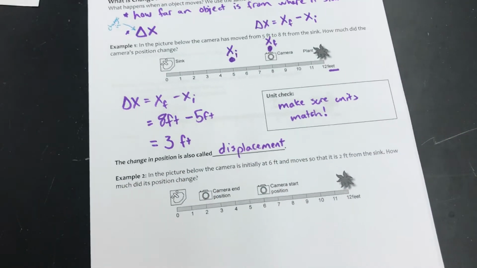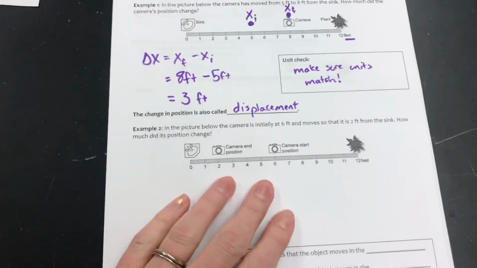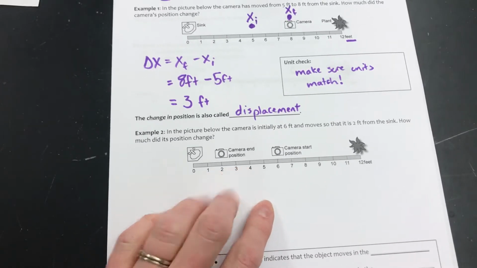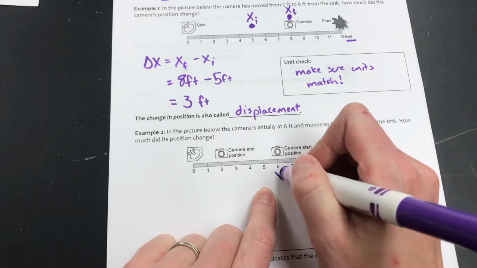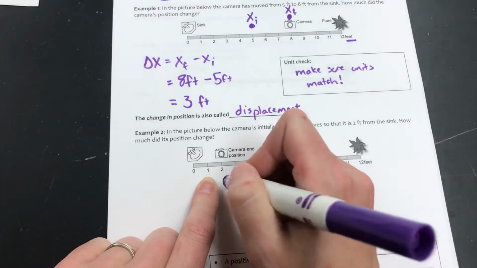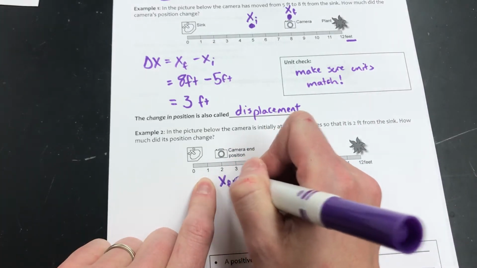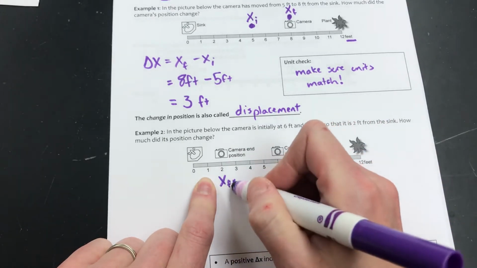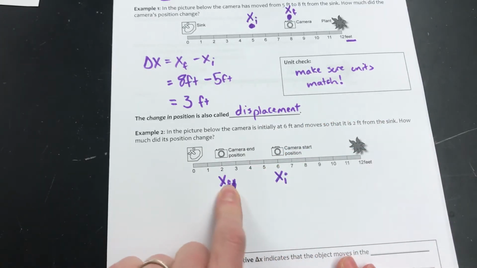Okay. And here's another example. This one's going to be a little different. In the picture below, the camera is initially at the 6-foot mark. That's our initial position. And it moves so that it is 2 feet from the sink. That is our final position. How much did its position change?